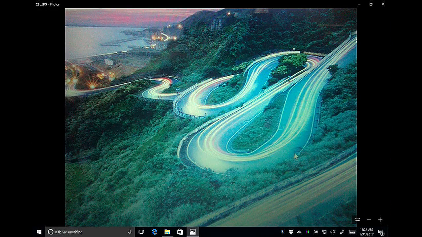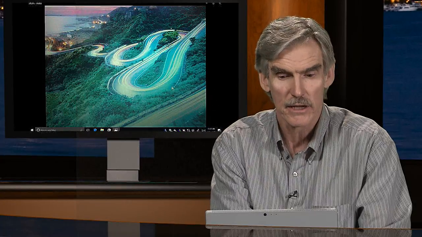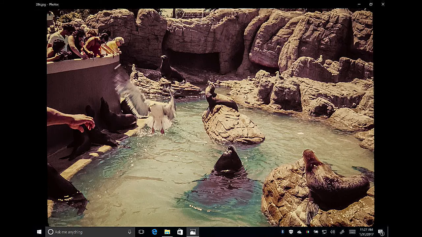And in this case, we have a highway where the camera is on a tripod and the photographer kept the shutter open for a couple of seconds here. We can't see the cars, but we see the streaks of light from the headlights and the red light from the taillights. And here's the final image of motion blur. We have a bird flapping its wings faster than the shutter can accommodate. Everything else is in focus, but those wings are not.